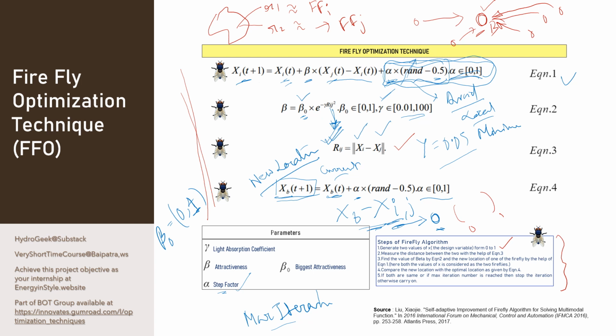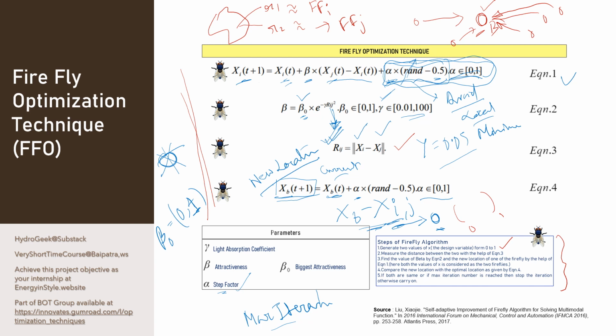Okay, now how to find the value of beta? Beta is equal to beta 0 multiplied by e to the power minus gamma r square. So beta 0 belongs to, again I am saying, beta 0 is also a random number, any value between 0 to 1. Because beta 0 is actually the attractiveness of the brightest firefly. As I already discussed, the location of the brightest firefly is the optimal location. Okay, so this beta 0 is the attractiveness of that firefly. And it can be any value between 0 to 1. Generally, it is a real number fraction.